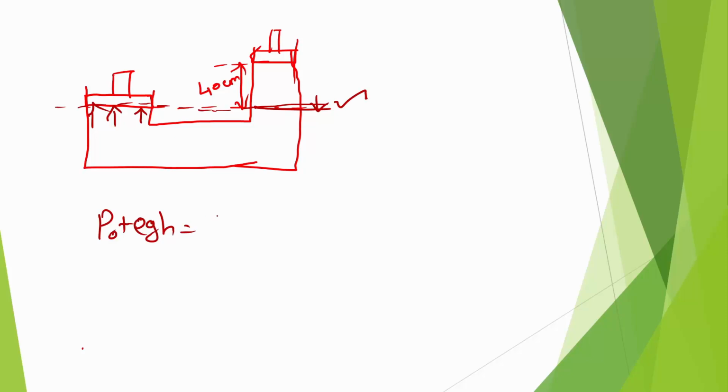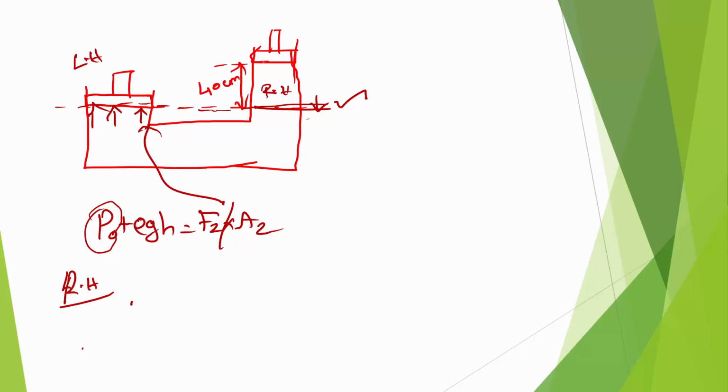So here I'm writing it as F2 by A2. This is my pressure on the left hand side. So to find the total pressure at this point, the right hand side pressure is given by P naught. This P naught is the pressure that I create here.